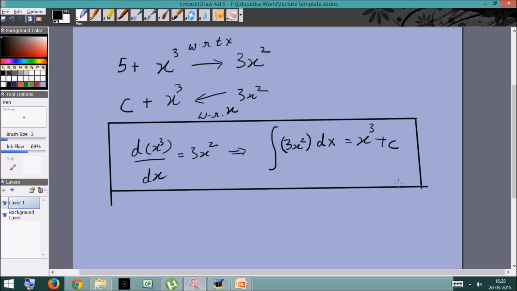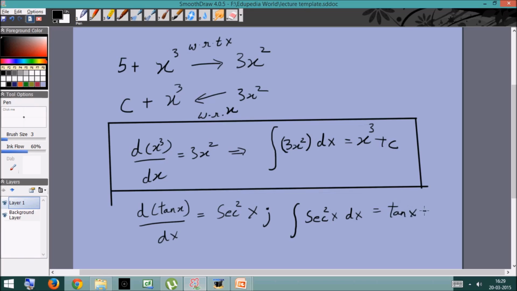So we know that the derivative of tan x with respect to x is sec squared of x. What that immediately implies is the integral of sec squared of x with respect to x is tan x plus c. We always put c, never forget c, right? So the integral of sec squared x with respect to x is tan x plus c.